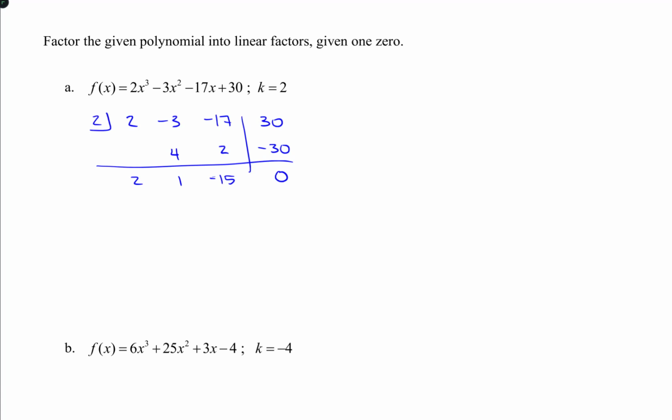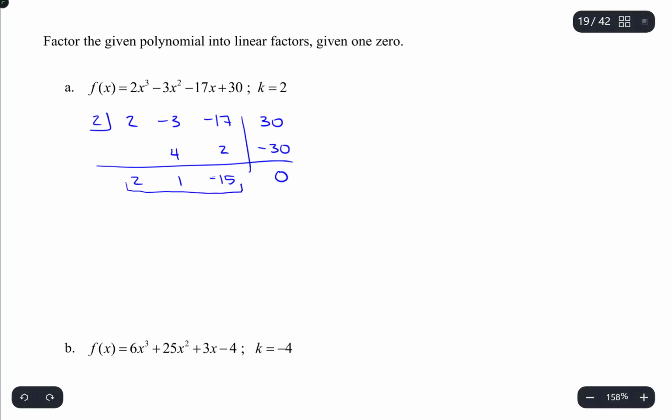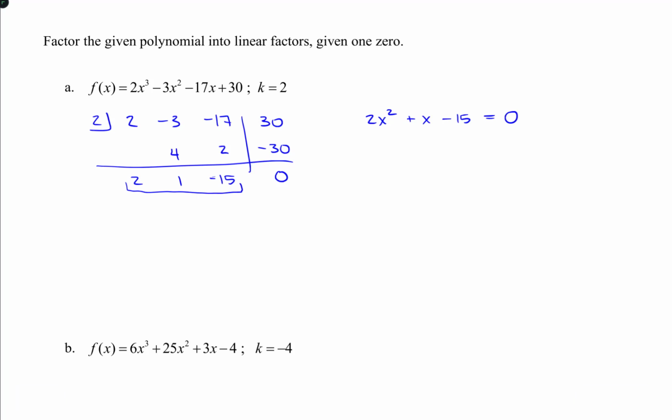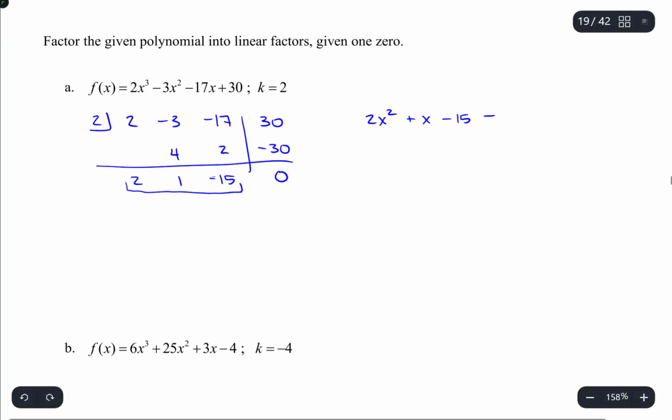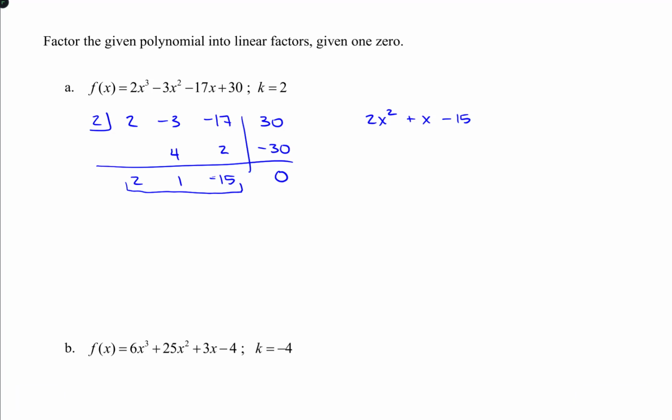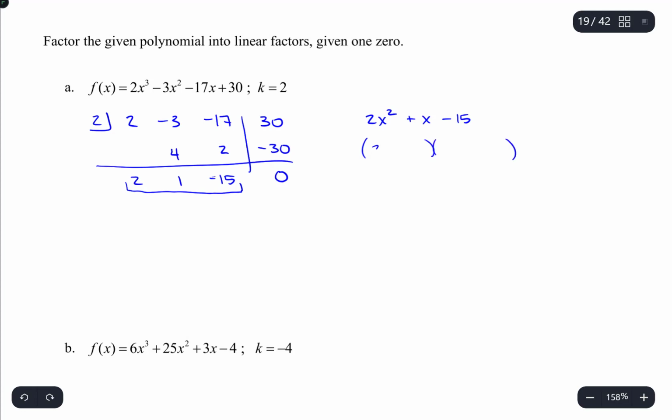it was a factor. All right, now these values make up the coefficients of a polynomial that's 1 degree less than the original. So that means I have a quadratic. So this is 2x squared plus x minus 15. And if I want to get the remaining zeros, I can do that by factoring. And in fact, I don't really need to get the zeros, I just need to factor it, because it does say to just factor it into linear factors. So we'll factor this and see what we get.